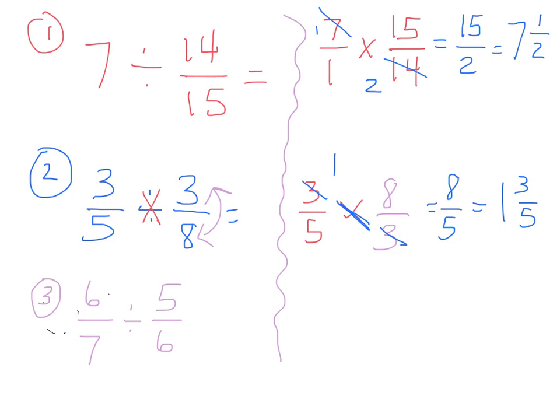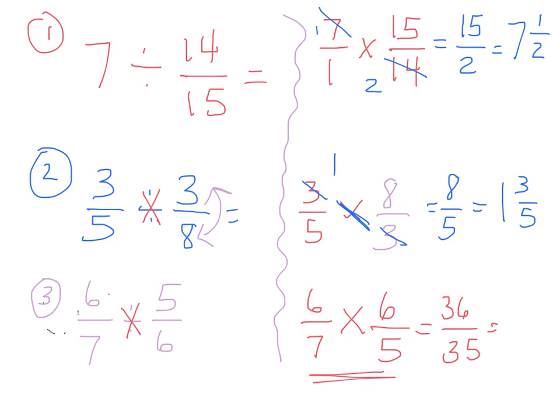For the last problem, 6/7 remains the same. Must change the sign. Flip it. Check for compatible numbers. There is nothing compatible in all these numbers. So 36 over 35. You can't leave it like that. It's not simplified. 35 goes into 36 one time with 1 left over, and your denominator stays the same.